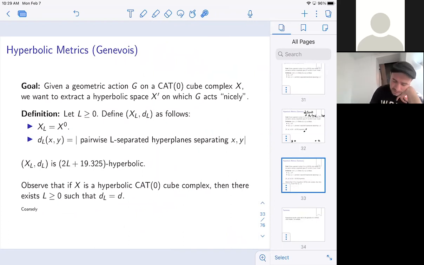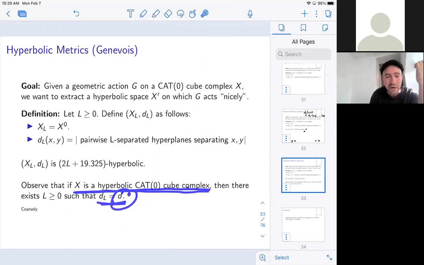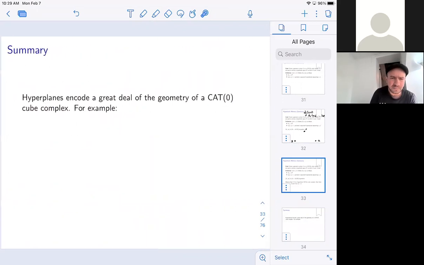And something you can see from this definition immediately is that if you have a hyperbolic cat-zero cube complex, then this DL that you define coincides with the actual metric. Because the actual metric counts all hyperplanes, but you're hyperbolic. So all hyperplanes are pairwise L-separated. That's one of the theorems we mentioned. Anyway, so that's the plan.